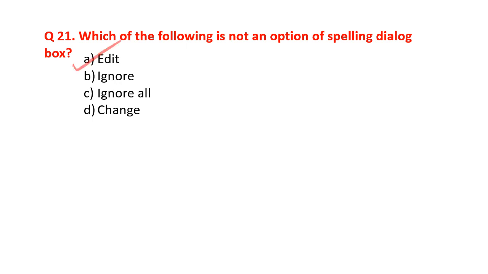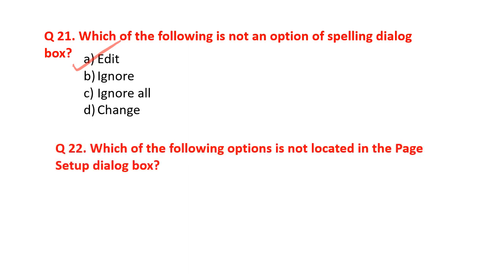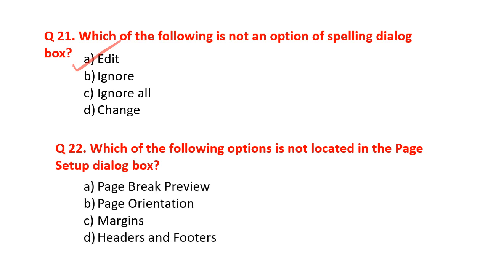Edit is not an option of the spelling dialog box. So next question, question number 22. Which of the following option is not located in the page setup dialog box? Here are the options. Option A page break preview. Option B page orientation. Option C margins. Option D headers and footers. So the right answer is page break preview.